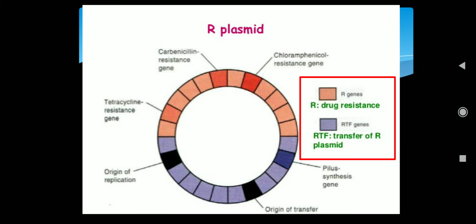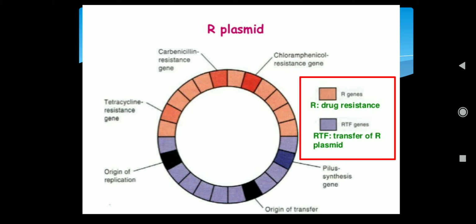They are also called R determinants. These R determinants vary in size. The RTF segment is larger compared to the R determinant. The R determinant is small, but it can vary in size from one bacterial species to another. Now this R plasmid commonly carries resistance to drugs like ampicillin, tetracycline, chloramphenicol, streptomycin, kanamycin, and sulfonamide. So they carry drug resistance for various drugs.